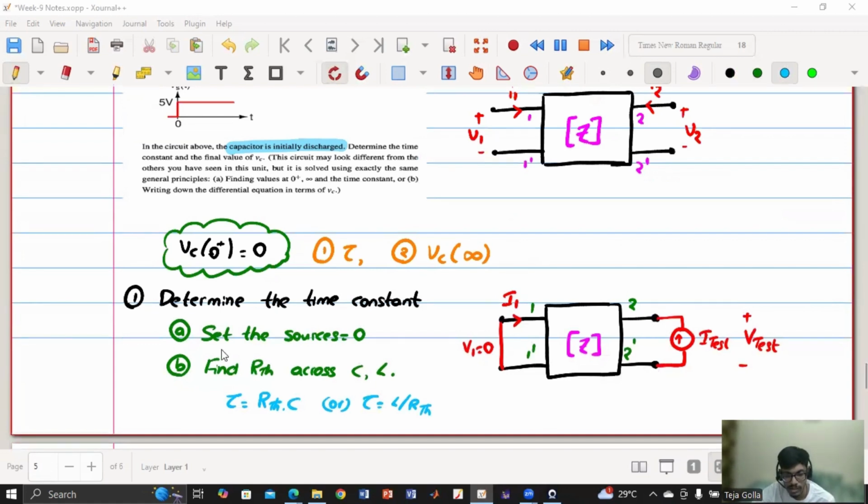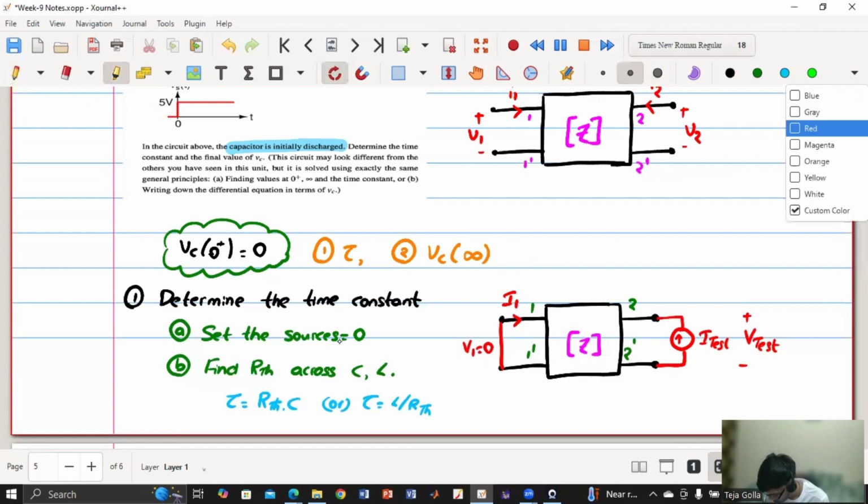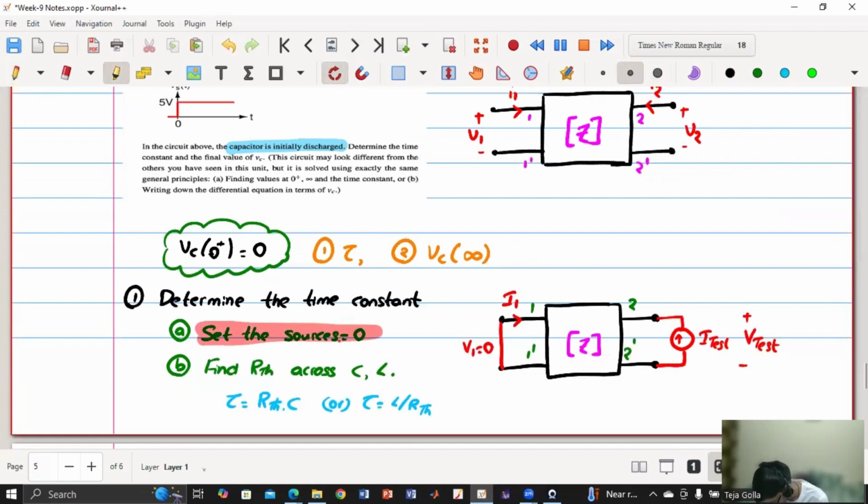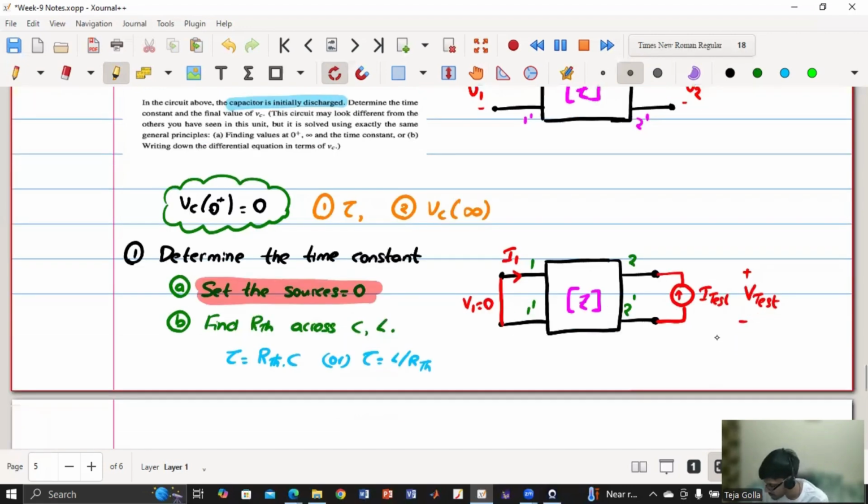So for calculating RThevenin, set the sources to be 0. Because sources should be set to 0, I am using this, and then I have to calculate the Thevenin resistance across these two terminals. So what is the resistance across these two terminals when this is shorted? For that, I am exciting it with I test, and I am thinking that this is the voltage V test. So in this case, my RThevenin is nothing but V test by I test, right?